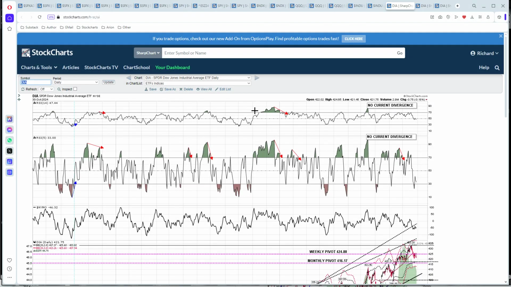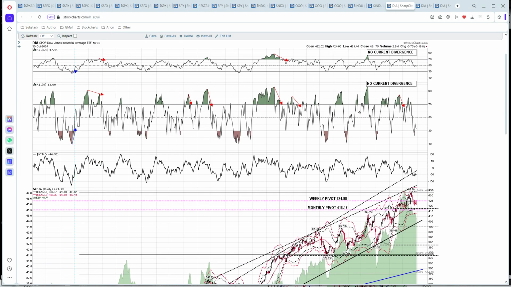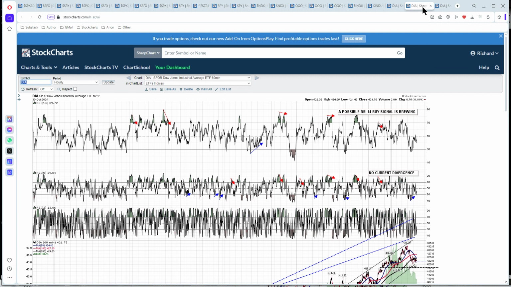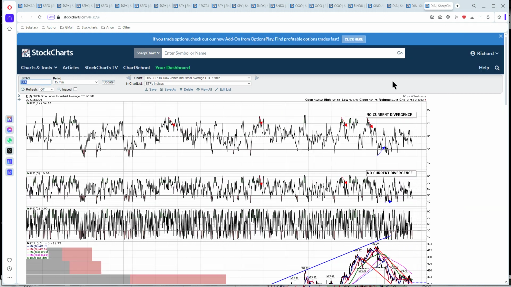All right, looking at Dire, no current divergence, but on a retest of this low, which we're pretty close to, and if we open here tomorrow morning, we'll be very close to it, we could get a nice looking possible RSI 5 daily buy signal brewing. We've been holding below the daily middle band for several days. Nothing to see really on the hourly chart.